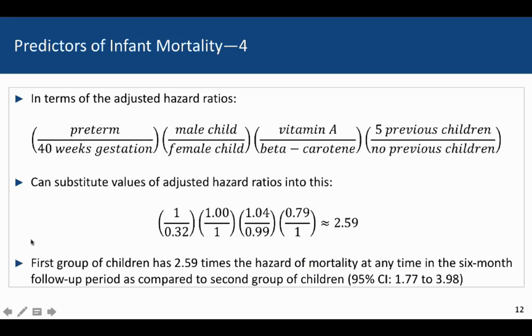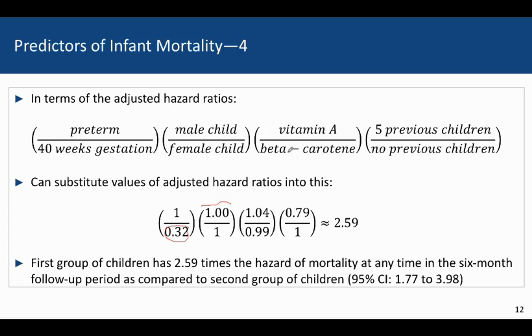And so if we do this based on the adjusted hazard ratios in that table as presented, and we don't have to take things back to the log scale as we showed before, the comparison that comes from gestational age is preterm to 40 weeks gestation. Well, the hazard ratio in the opposite direction for those 40 weeks gestation to preterm is 0.32. So we're comparing this in the opposite direction, preterm to 40 weeks. So we take the reciprocal, or 1 over that hazard ratio is given. For male children to female children, the estimated adjusted hazard ratio was simply 1.